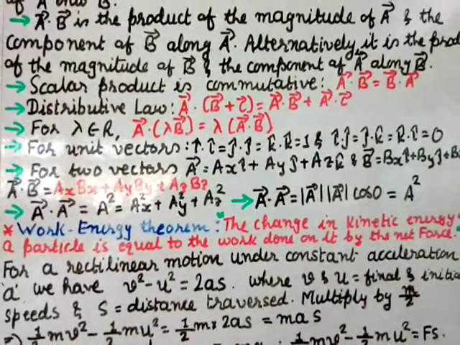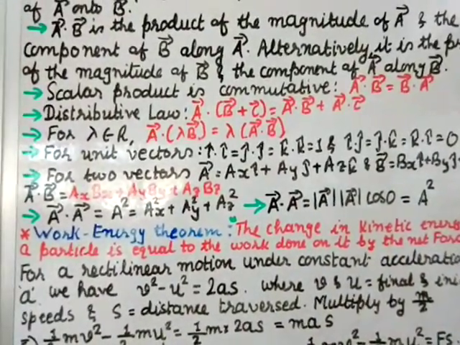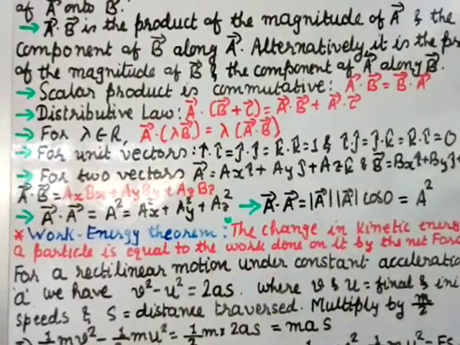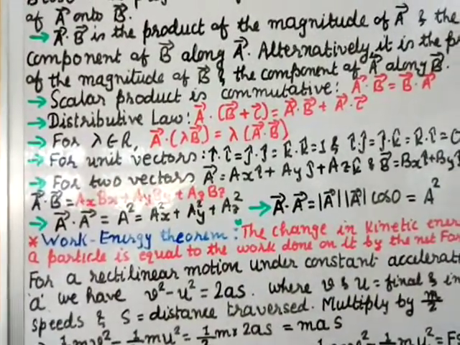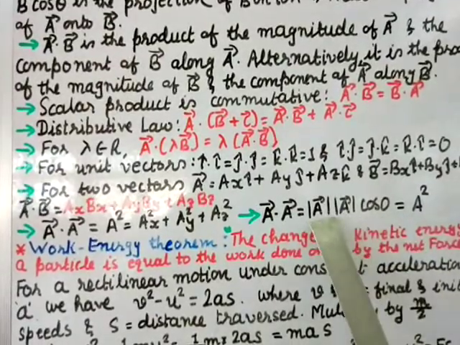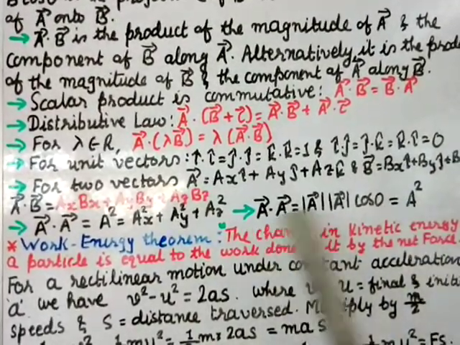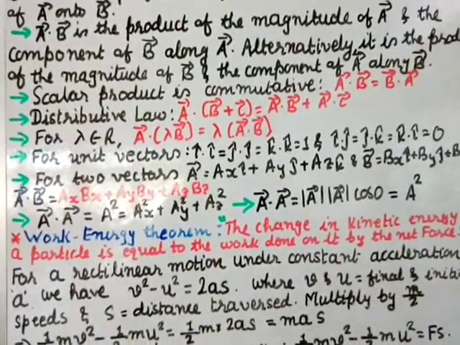Why cos 0? Because theta is the angle between the two vectors. Now a and a are the same vector, so the angle between the two vectors is 0, and cos 0 is 1. So we can say this is a square. So a dot a is equal to a square, and this gives you the magnitude of vector a.